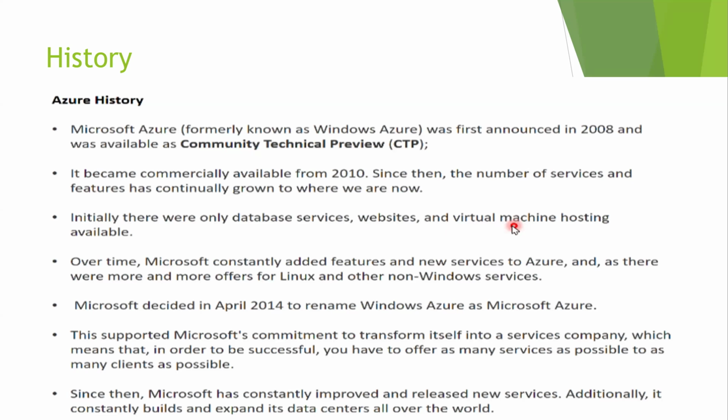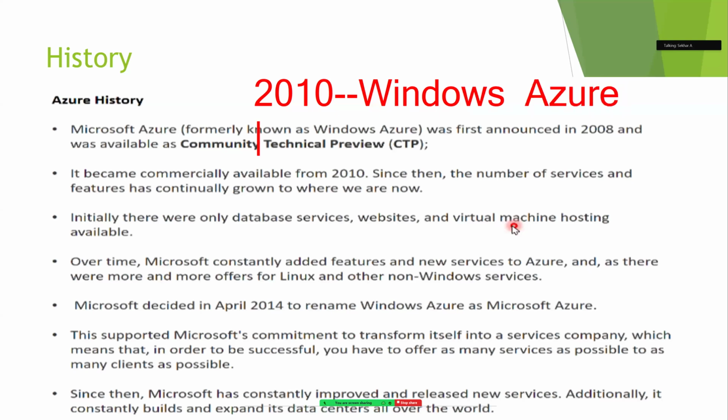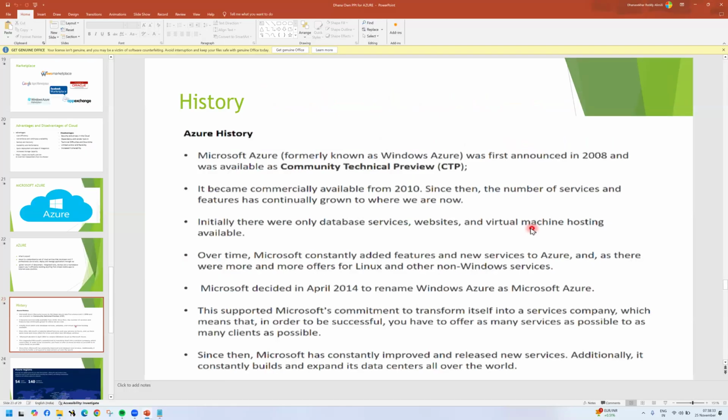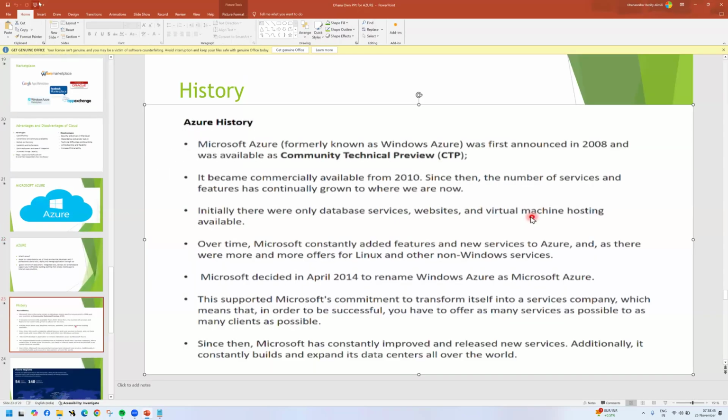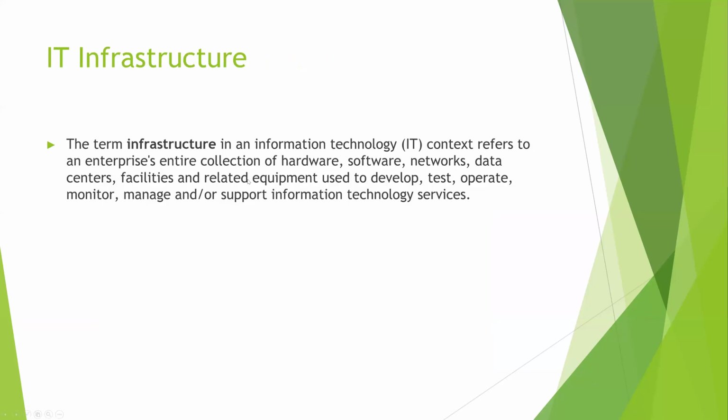Okay, so Microsoft Azure came to the picture in the year 2010. At that time we called it Windows Azure. Later, in the year 2014, they renamed Windows Azure as Microsoft Azure. So this is the history of Microsoft Azure. Clear? Okay, next.